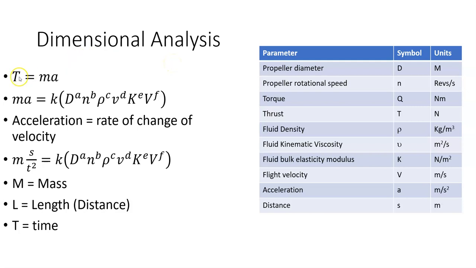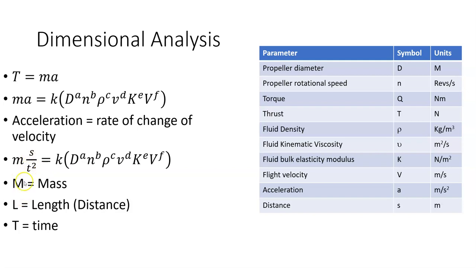So the thrust, well, thrust is just a force, and force is mass by acceleration. So basically saying mass by acceleration is equal to this constant times all these factors here. Now acceleration is defined as the rate of change of velocity, or change of distance with time squared. Meters per second squared, okay, that's the units of it. So my expression here, mass by acceleration, is really mass times distance over time squared.